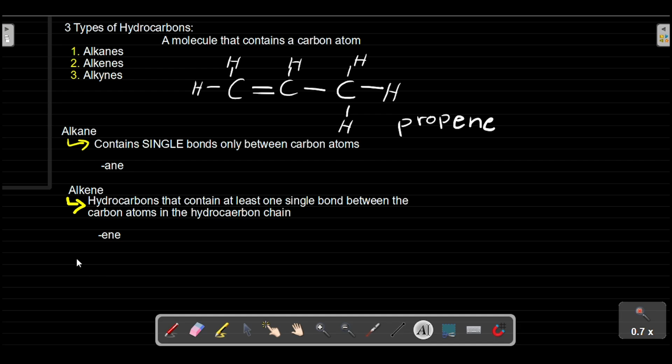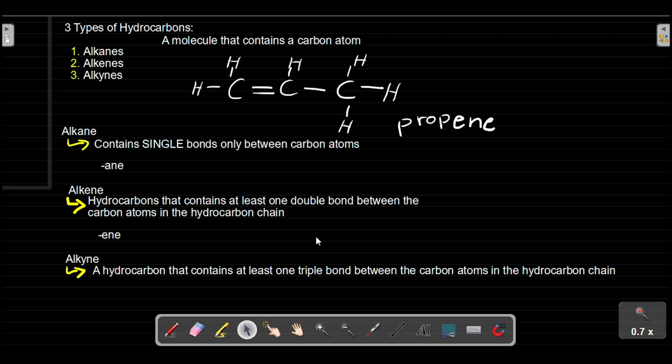Last but not least is alkynes. Alkynes. I'm sure you can recognize the trend here. An alkyne is a hydrocarbon that contains at least one triple bond between the carbon atoms in the hydrocarbon chain. So there'll be at least one triple bond between the carbon atoms. There has to be 4 bonds. That means there won't be a hydrogen bond there or a hydrogen bond there.